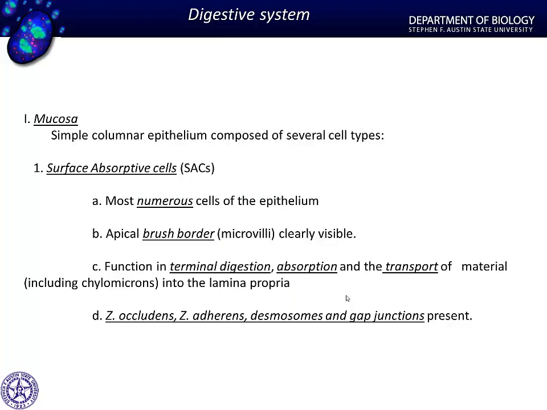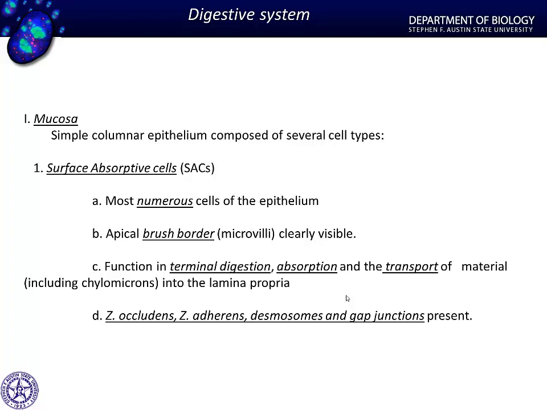So now as we look at the cells in the mucosa, simple columnar epithelium. Most of these are going to be surface absorptive cells. We've got the brush border with microvilli. They're going to assist in the absorption and transport of material, including that we're transporting with triglycerides and fats. And so we talk about this being the terminal digestion phase and the absorption phase. And like we've seen everywhere else, we are going to have these tight junctional complexes to prevent this material from leaking between each one of these cells, getting into these deeper areas.